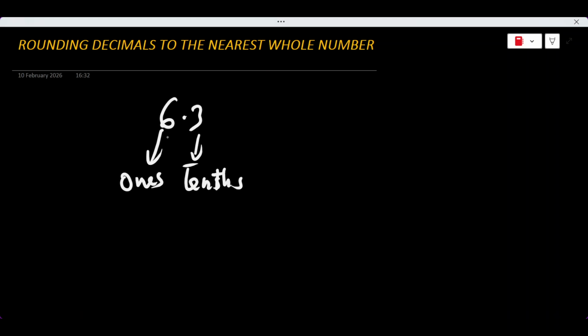Now, the ones digit is the whole number. And then the tenths digit tells us whether we are to stay at the 6 or we are to get to the next whole number, which is 7. So if the 3, which is at the tenths digit, is 5 or more, then it tells us we are to round up, or we are to increase the whole number by 1 digit. If the tenths digit is 4 or less, it means we are to round down, meaning we are to maintain the whole number, in this case 6, at its place.